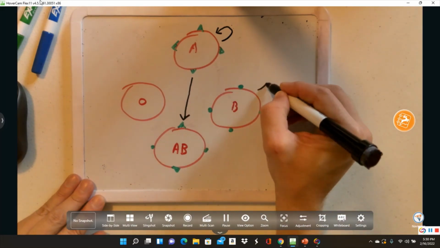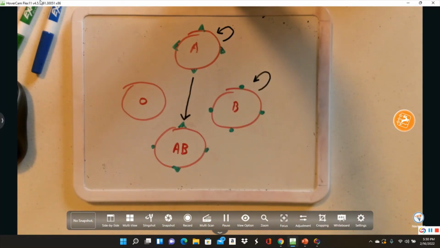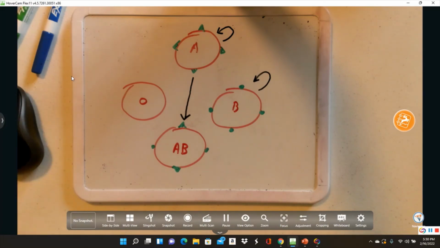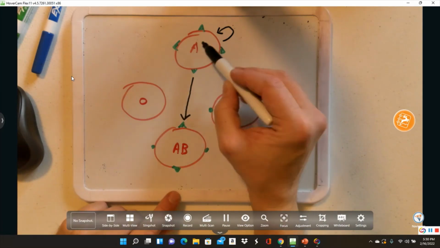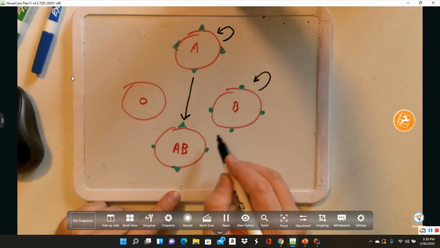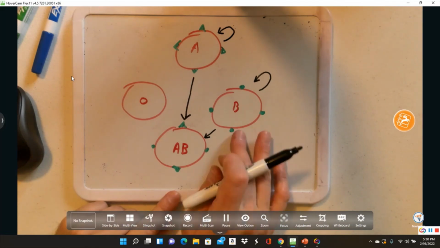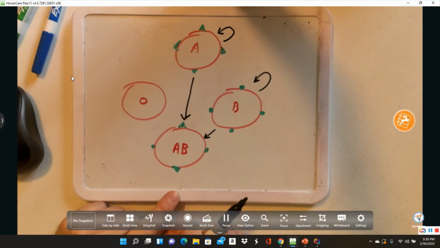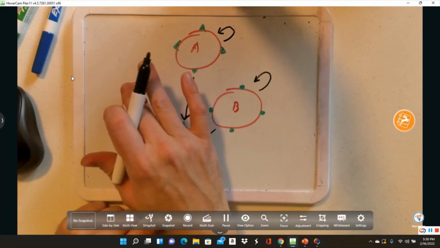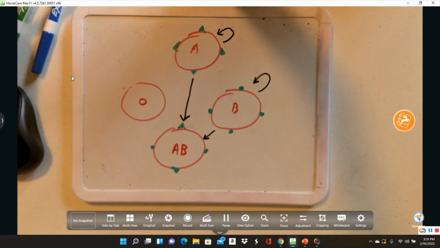B can give to itself. B, can it give to A? A has anti-B antibodies in its plasma, so no. B, can it give to AB? Yes. AB has no antibodies to attack the B antigens. Can B give to O? O has both anti-A and anti-B antibodies, so the answer is no. It will attack it.